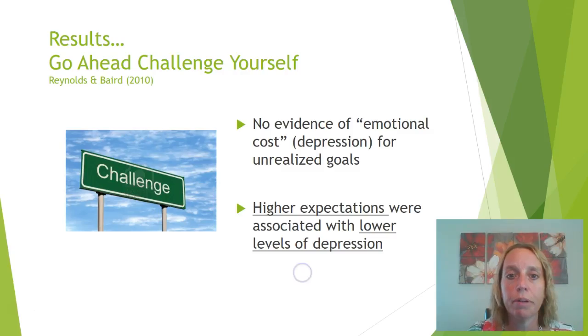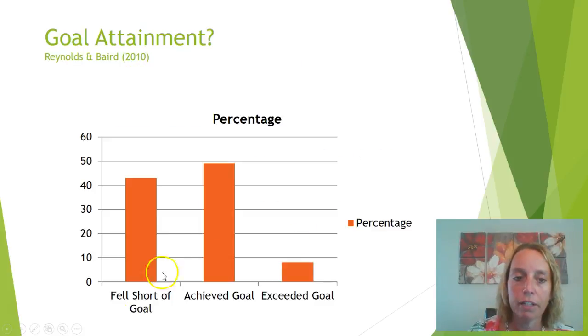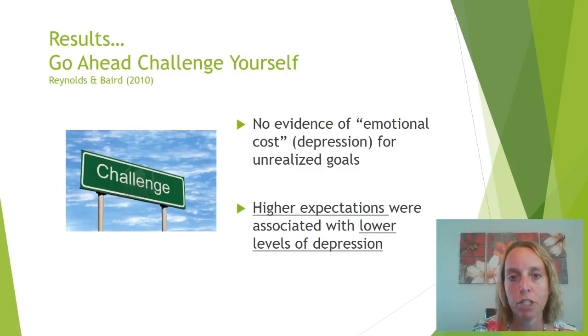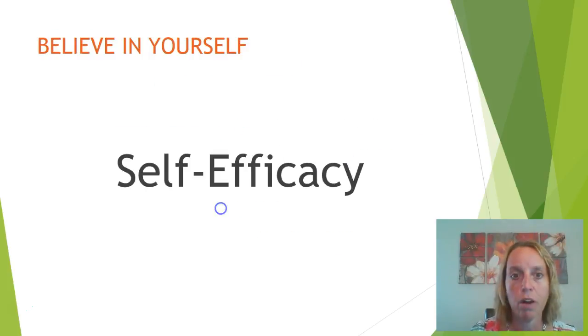But here's the interesting part of the study, is that they found that there was no evidence of emotional cost, regardless of whether or not they achieved their goal. So students, if I just go back a second, if you compare this group of students to this group of students, those who fell short to those who achieved, there was no difference in terms of depression levels. In fact, they did find that the higher expectations at the start, whether or not they actually achieved that goal, actually was associated with lower levels of depression. So by having higher aspirations, it seemed to be connected to lower depressive levels later on.